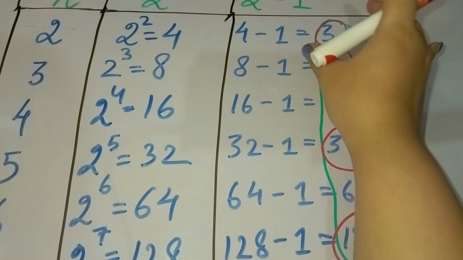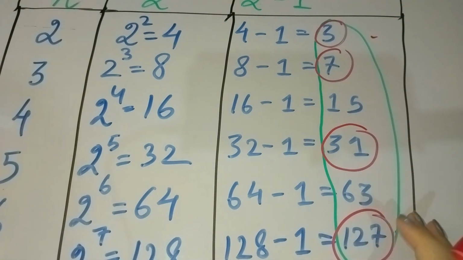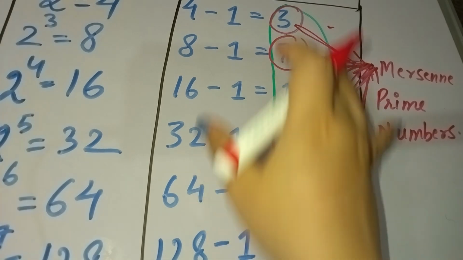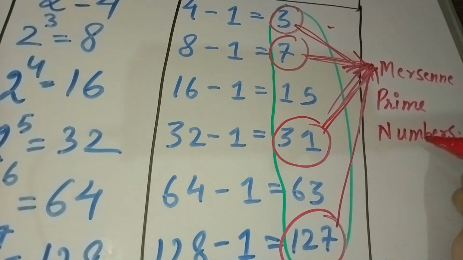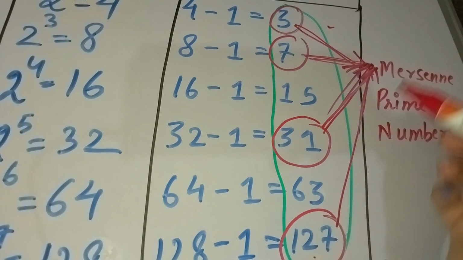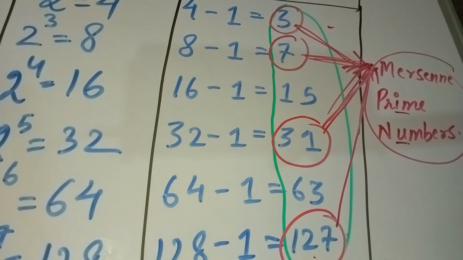So the prime numbers 3, 7, 31 and 127 are called the Mersenne prime numbers. These numbers are called the Mersenne prime numbers because out of all these Mersenne numbers, only 3, 7, 31 and 127 are prime numbers, therefore they are known as Mersenne prime numbers.